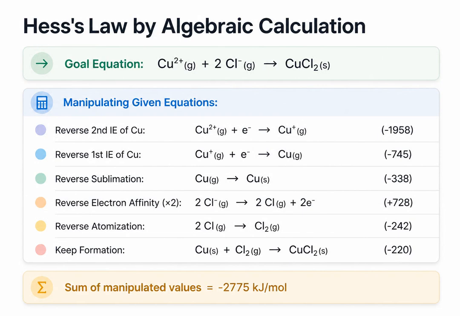If you don't want to draw a cycle, you can achieve the exact same result using Hess's law by algebraic calculation. Our goal equation is gaseous copper-2+ ions and gaseous chloride ions forming solid copper-2 chloride. We simply take the standard equations provided and manipulate them to match our goal. We reverse the ionization and sublimation equations for copper, reverse the electron affinity and atomization equations for chlorine, and keep the formation equation as is. Summing these manipulated values yields the exact same lattice energy, negative 2,775 kilojoules per mole.